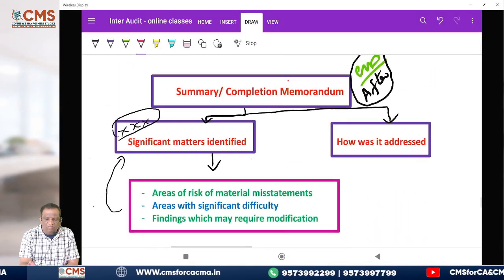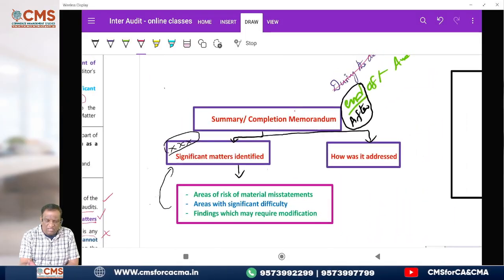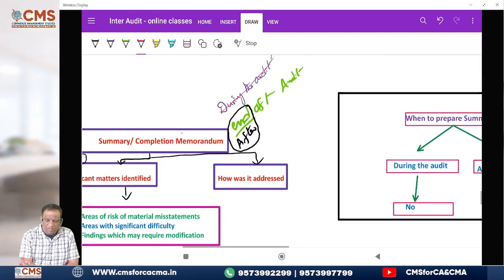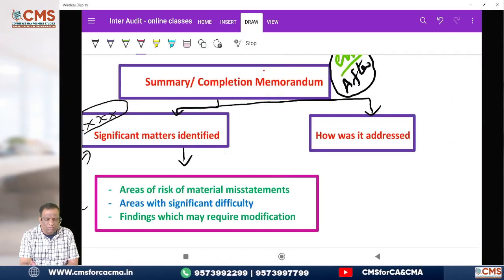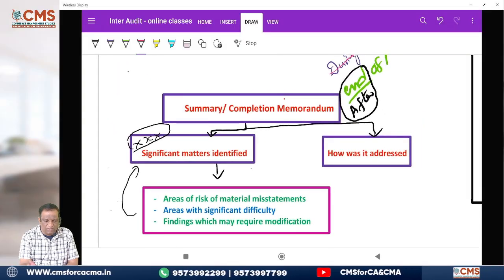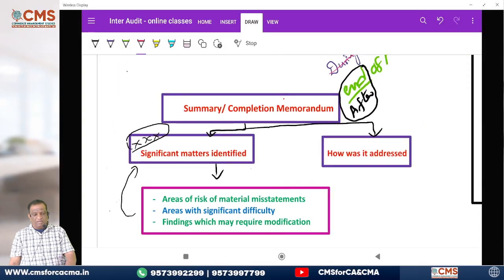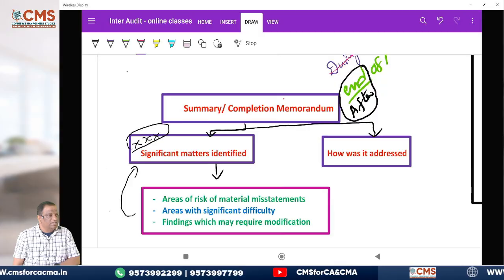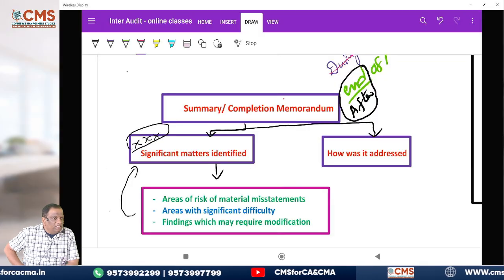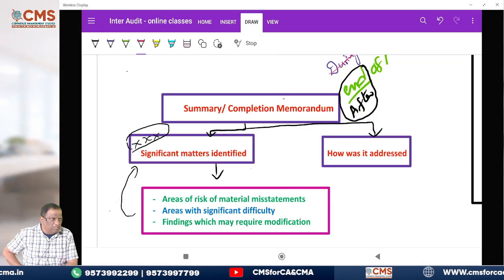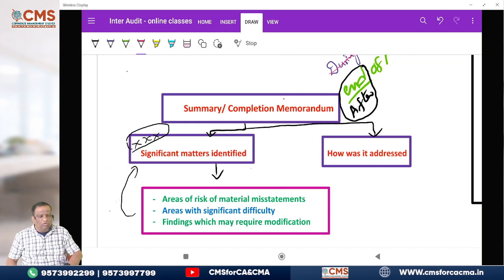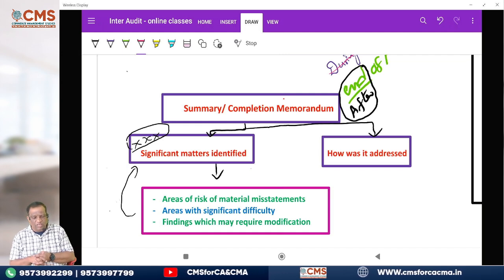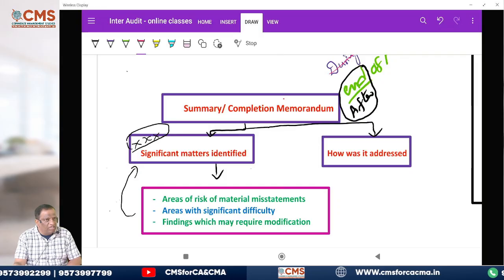Then one additional content. I am giving importance to this because, though you don't see too many questions being asked on it, it is the completion memorandum. Once my audit is over, this is basically an international practice, and it is made mandatory. Earlier also it was there, but only a few professional auditors used to do it. Now it is made mandatory for every auditor.